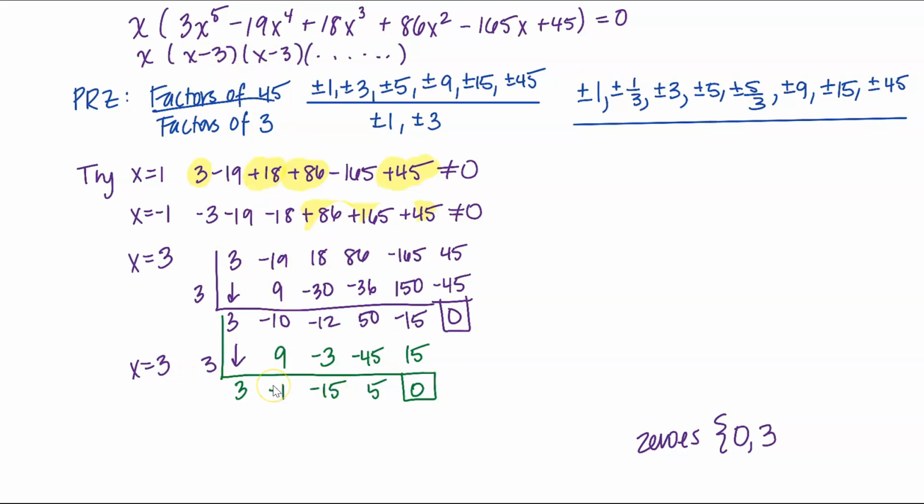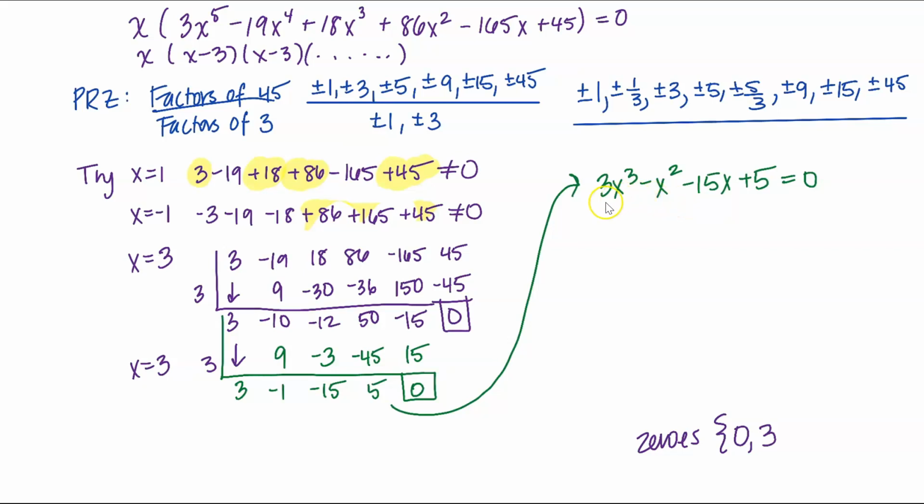All right, so now we could theoretically test 3 again, but what we've gotten to at this point is a degree 3 polynomial. So this was degree 5, this was degree 4, so this one's going to be a degree 3. So what I'm going to do is take these values, make them the coefficients of a degree 3 polynomial, 3x cubed minus x squared minus 15x plus 5. And I want to think about setting this equal to 0.